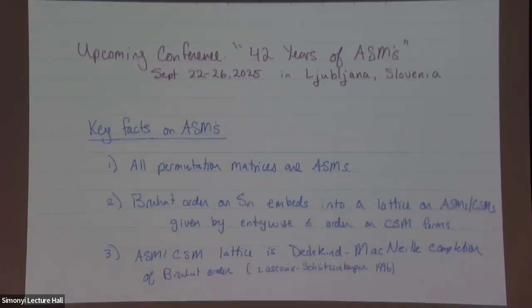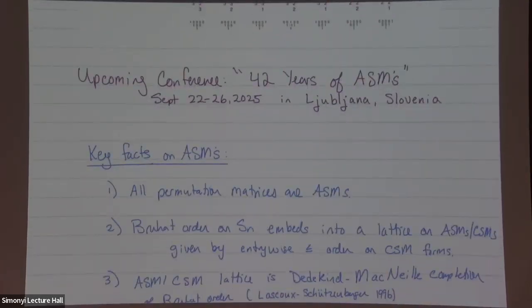And there is a conference, in case some of you are already experts in alternating sign matrices. If you haven't heard about it, there's going to be a 42 years of ASMs conference in September in Ljubljana. That's where Matjaž Konvalinka, my collaborator, lives. So I hope you'll consider attending.